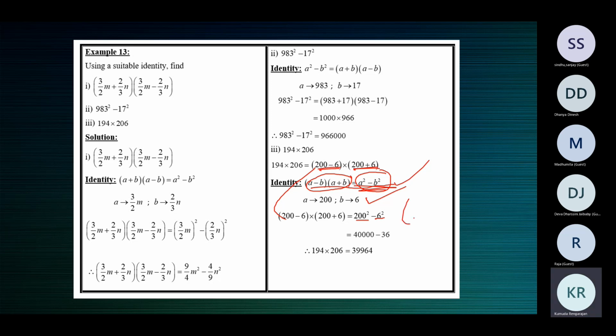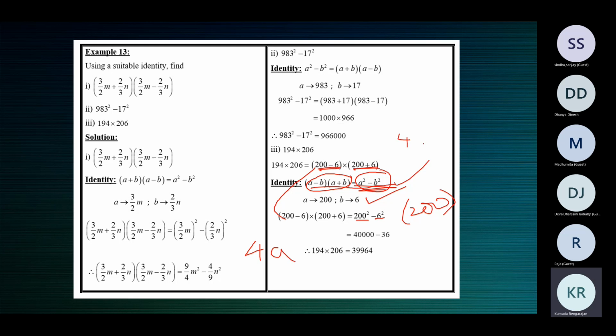200 is just one number. You don't have to put a bracket. Don't say there is 2, 0 and 0. 200 is one number. When we say 4a, 4 and a, they're different. 4 into a it is. 200 is not 2 into 0 into 0. So you don't have to put a bracket for 200. 200 is just one number.